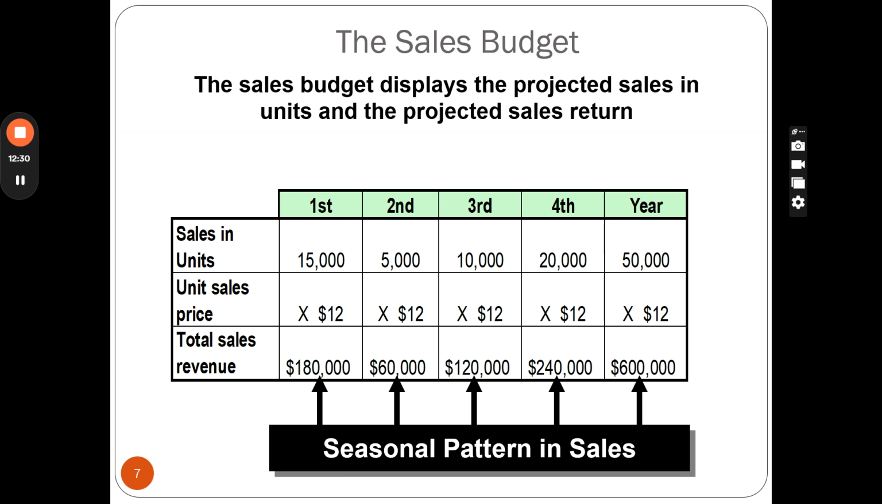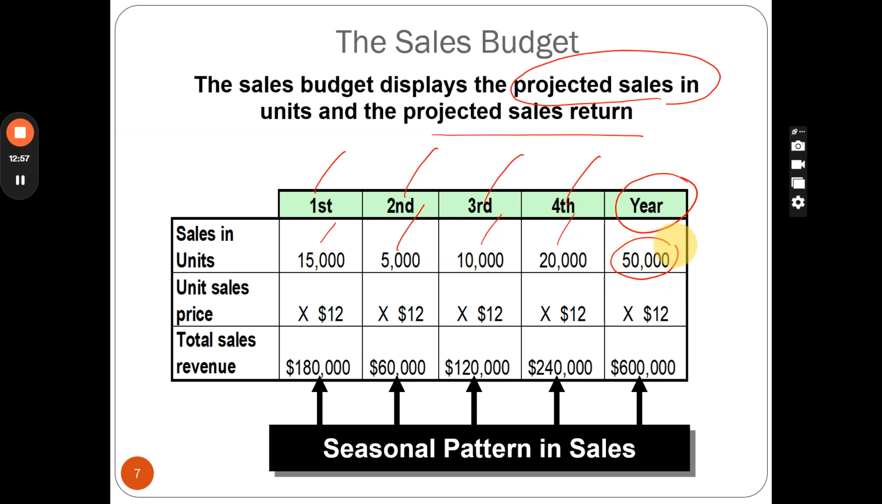So here we have an example of how you will prepare a sales budget. Here is a sales budget that displays projected sales in units and the projected sales return. You can see you have first quarter, second quarter, third quarter, fourth quarter, and this is for the complete period. Imagine I am going to sell 15,000 units in the first quarter, second quarter 5,000, third quarter 10,000, fourth quarter 20,000, and in total 50,000, and the per unit price is going to be $12. So you will get 180,000 in sales in the first quarter, 60,000 in the second, 120,000 in the third, and 240,000 in the fourth.